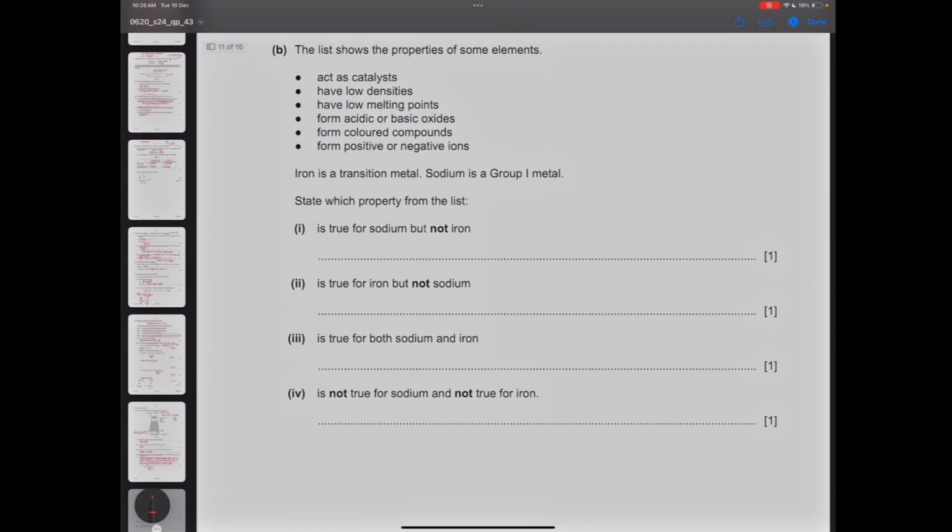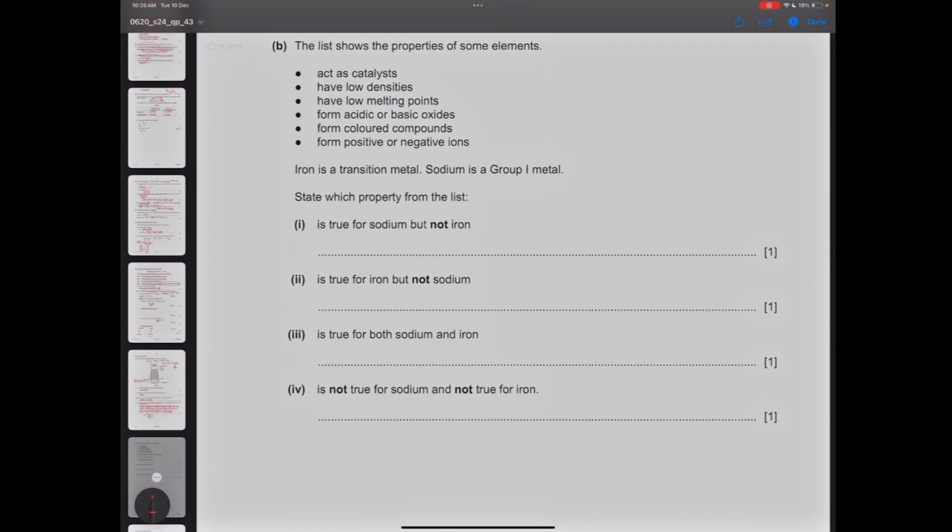Now, the list shows the properties of some elements, so it's regarding the periodic table. State which property from the list is true for sodium but not iron. Alright, which property is true for sodium but not iron?